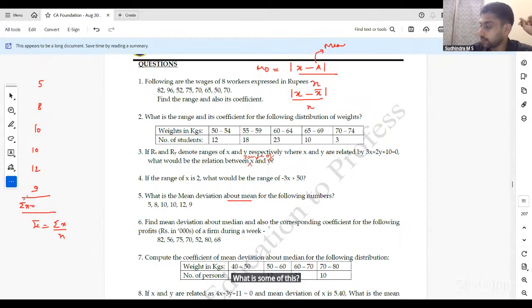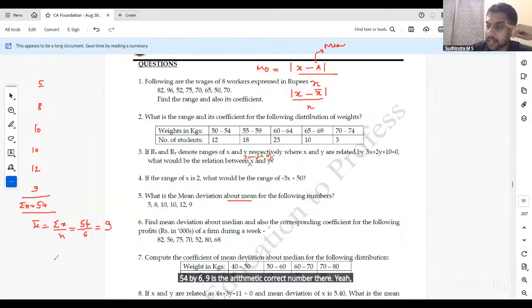What is the sum of this? 54. Good. What is n? We have 6: 1, 2, 3, 4, 5, 6. 54 by 6, 9 is the arithmetic mean. Correct? Yeah, 9 is the arithmetic mean.